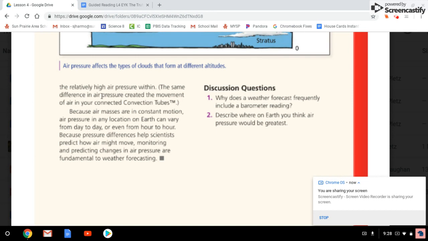The same difference in air pressure created the movement of the air in your connected convection tubes. So that was another answer right there. Because air masses are in constant motion, air pressure in any location on Earth can vary from day to day, or even from hour to hour. I think that was another answer. Because pressure differences help scientists predict how air might move, monitoring and predicting changes in air pressure are fundamental to weather forecasting. And I believe that's an answer as well.